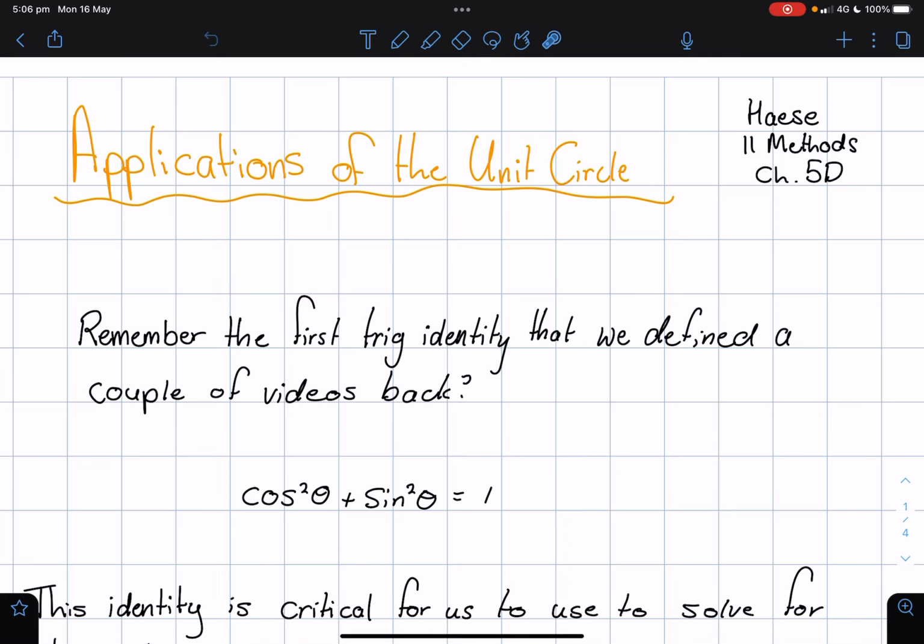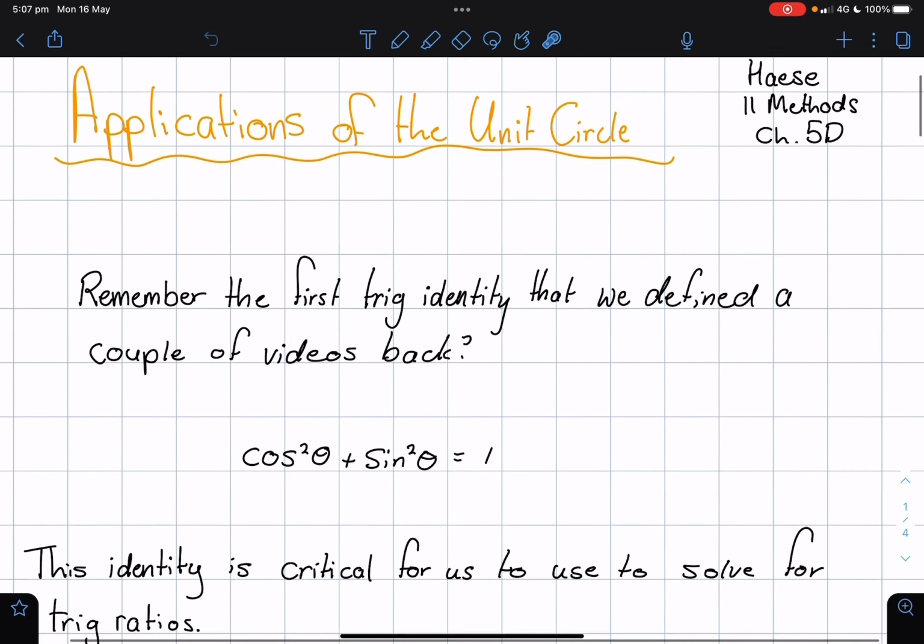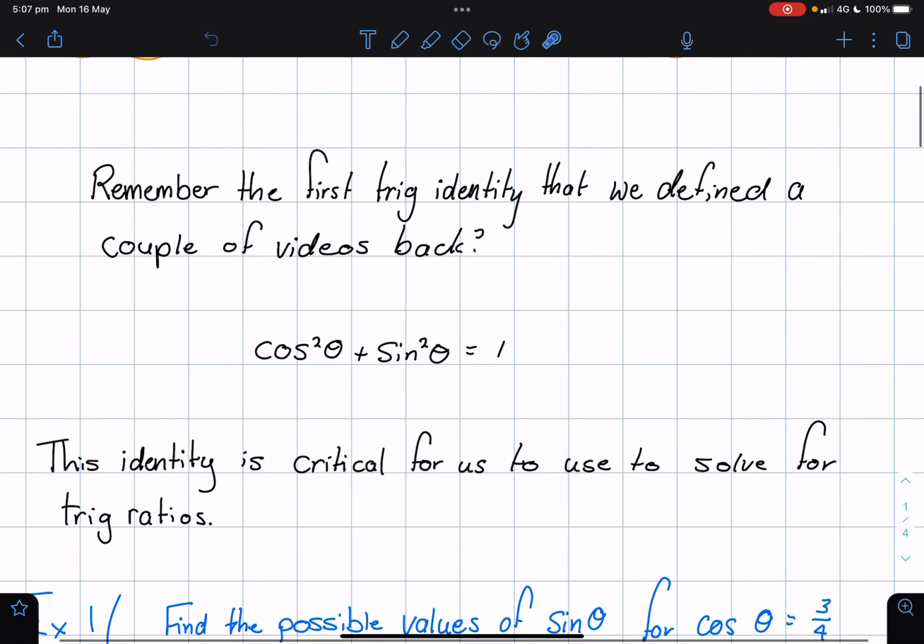Now that we've learned the basics about the unit circle, we're going to start moving on and looking at some applications of the unit circle, looking at that periodicity and our trig identities, and using it to solve for trig ratios. Hopefully you remember back to that first video of the unit circle where we came up with the first trigonometric identity, cos squared theta plus sine squared theta equals 1. I've written that again here. It's a super important identity that we are going to use to solve for trig ratios. I'm going to get straight into some examples to show you how to do this.